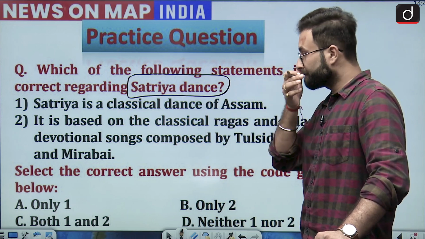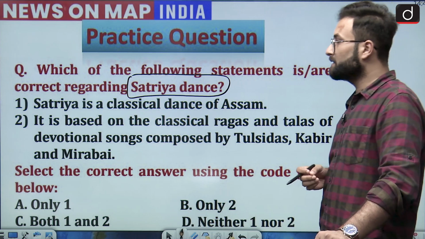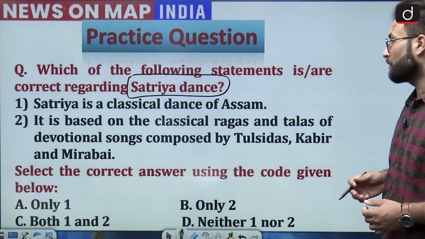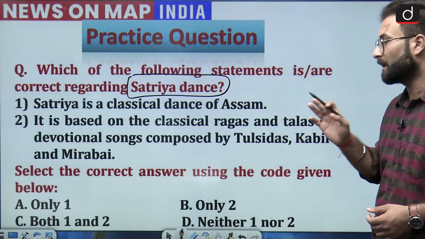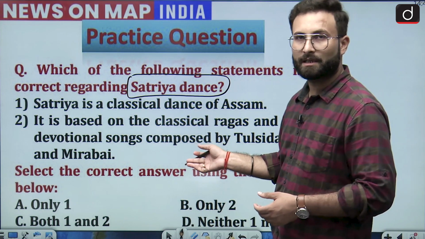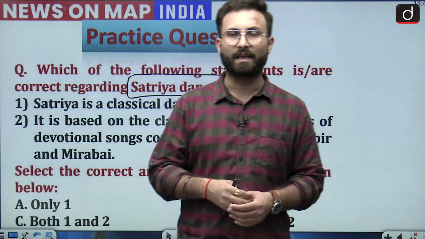Now coming to statement 1, the Satriya is a classical dance of Assam. Second is it is based on the classical ragas and talas of devotional songs composed by Tulsidas, Kabir and Mirabai. Select the correct answer using the code given below. Options are given. You have to choose the correct statements and then reply to me in the comment box. So you can attempt this question and answer me in the comment box.